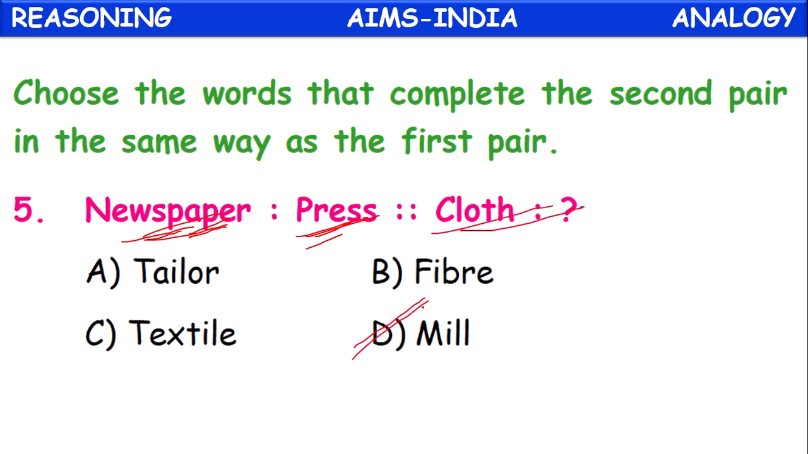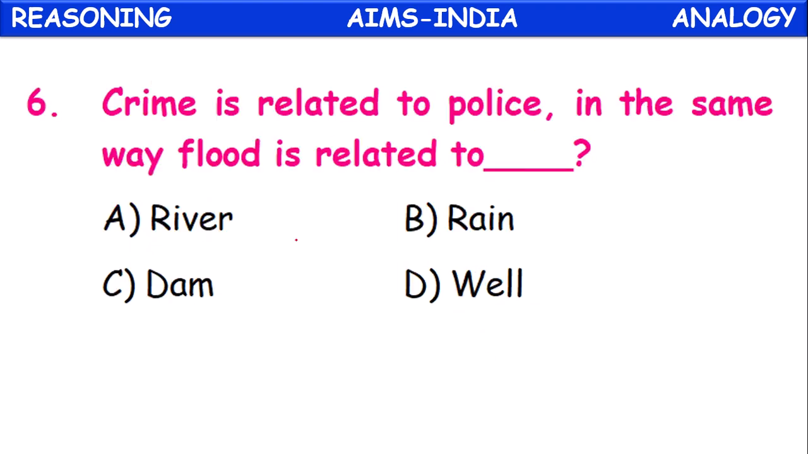Next one, newspaper. Newspaper is prepared in a press. Newspaper is manufactured in a press. In the same way, cloth is manufactured in a mill. Cloth, mill.